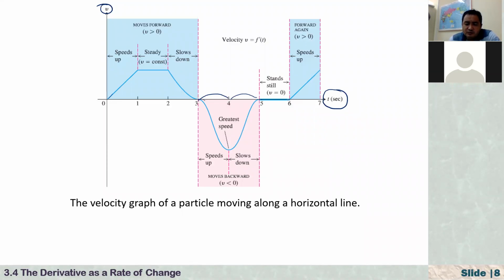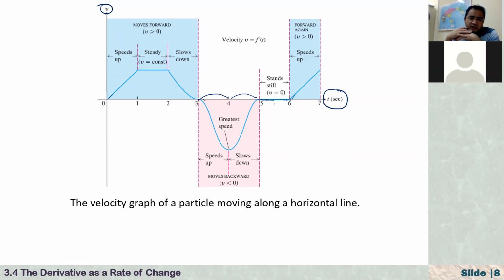And from 5 to 6, it is not moving. Velocity is 0. It means it's standing still. It's at rest. And after that, it starts moving forward, right? And that's how we should understand a time-velocity graph.